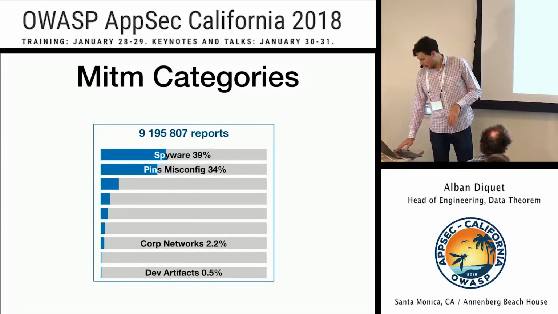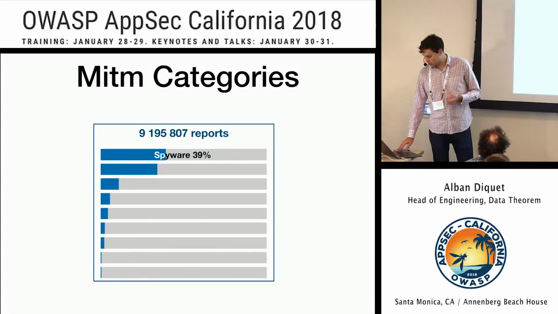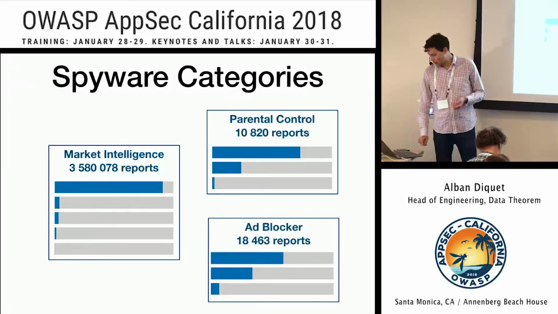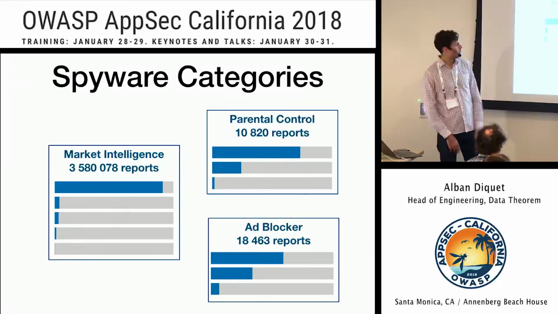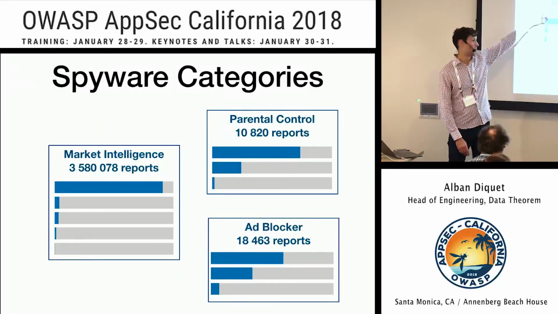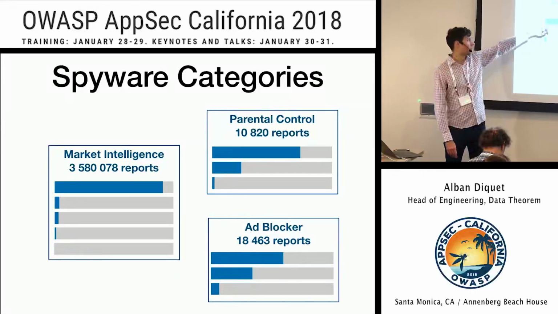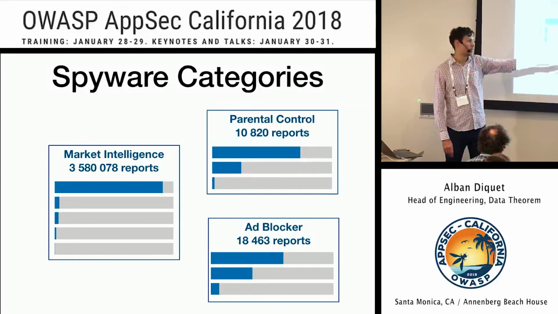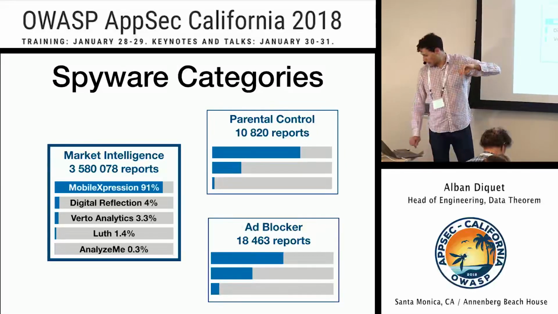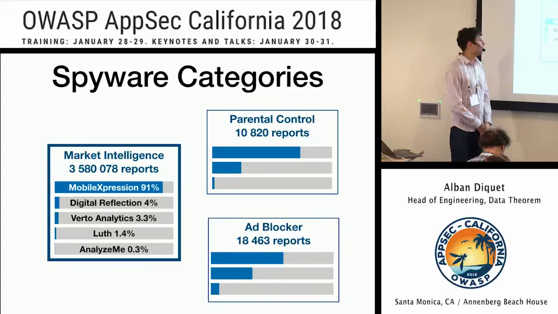And then finally, the last category, which is probably the most surprising one, at least it was to me, spyware, 39%. And we've split that into 3 subcategories. I mainly talk about this one, market intelligence, which is where most of the reports are, more than 3 million. And then parental control and ad blocker, you can probably guess what this is. But first, market intelligence.